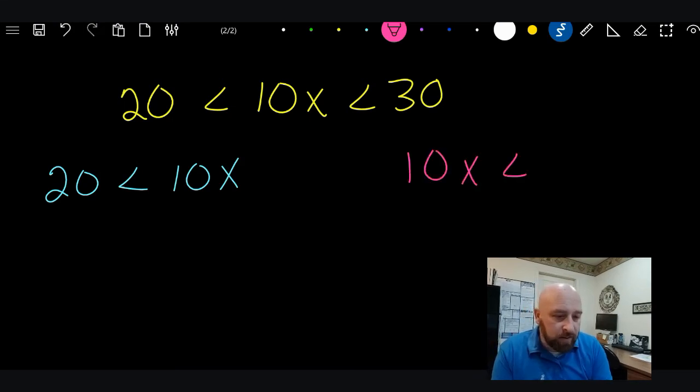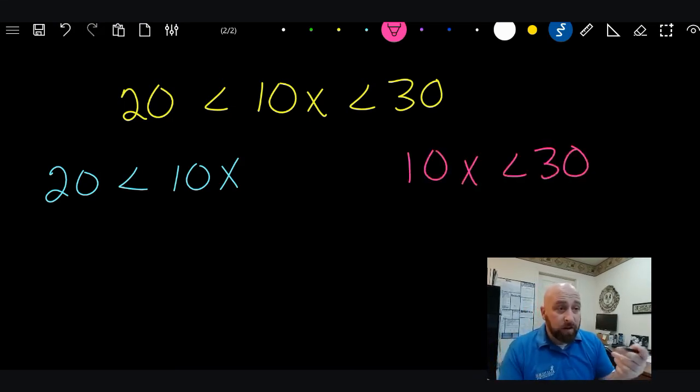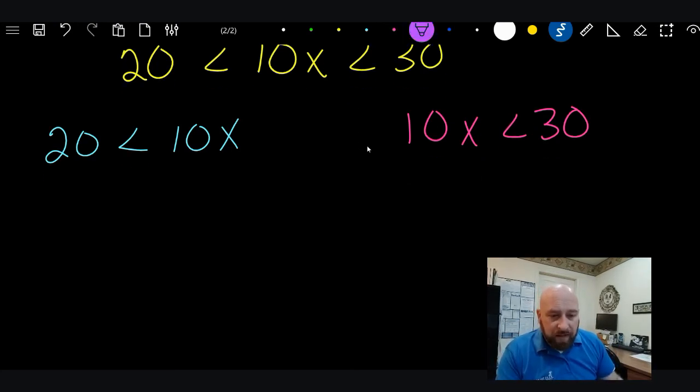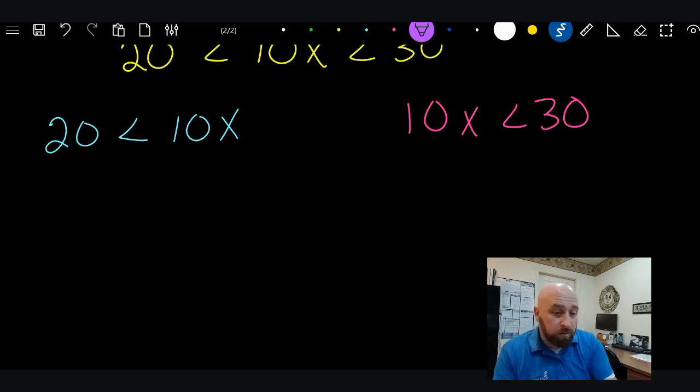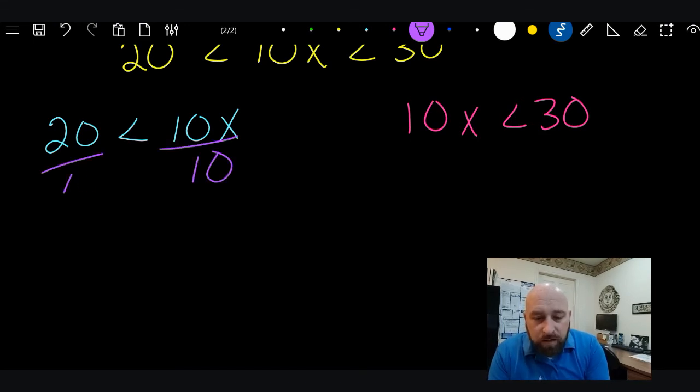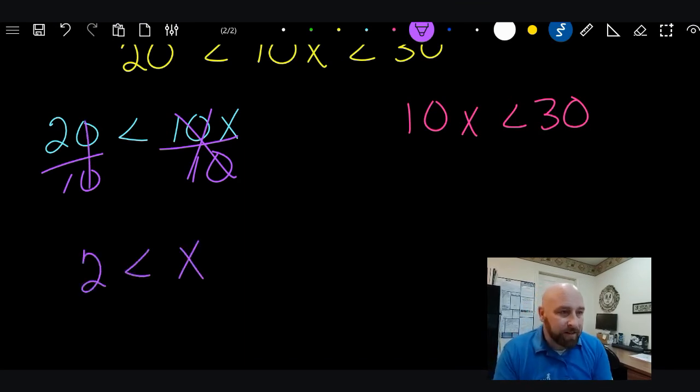10x is less than 30. We've done this before with absolute value, where we broke them down and did them in two separate things. So you should be kind of used to this principle. Now what we want to do is solve the inequality. We're going to divide by 10, divide by 10, and that's going to give us 2 over 1, or 2. So 2 is less than x.